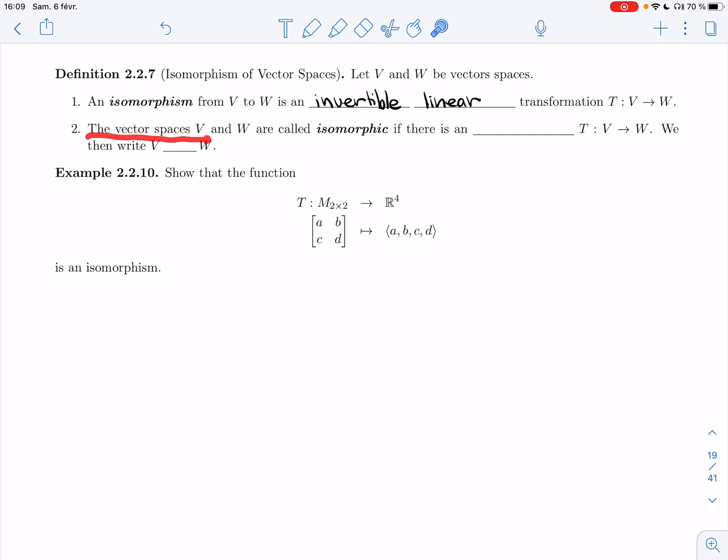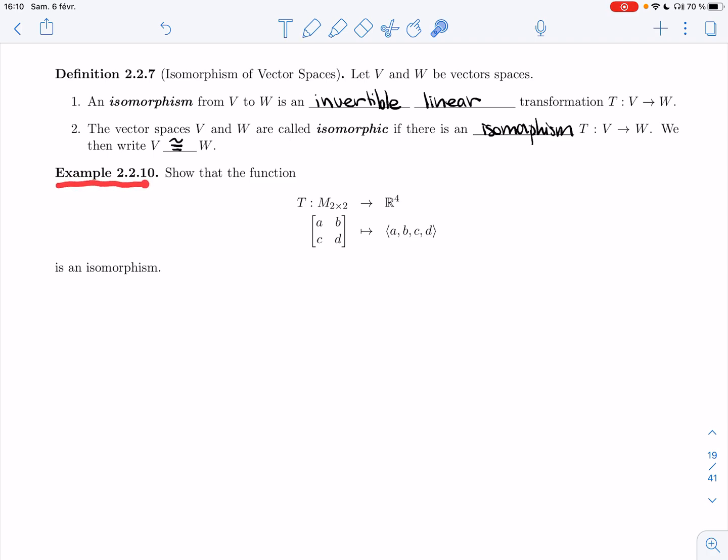The vector spaces V and W are called isomorphic if there is an isomorphism T from one to the other. We then write V equal with a tilde on it. We'll read it as V is isomorphic to W.